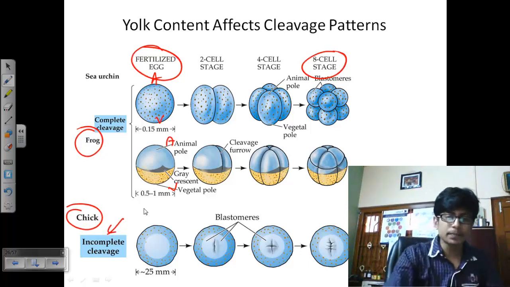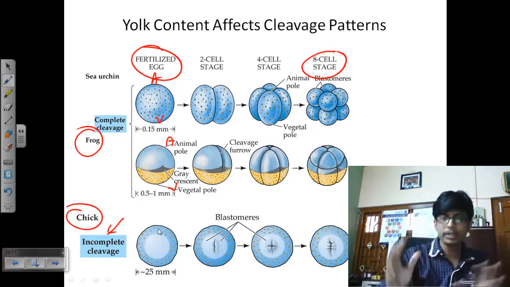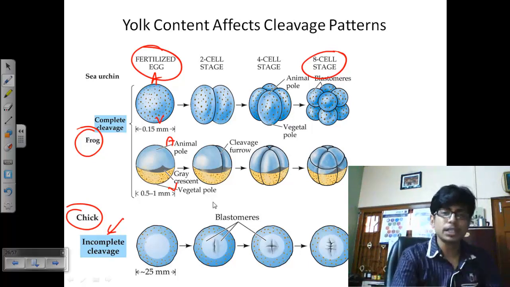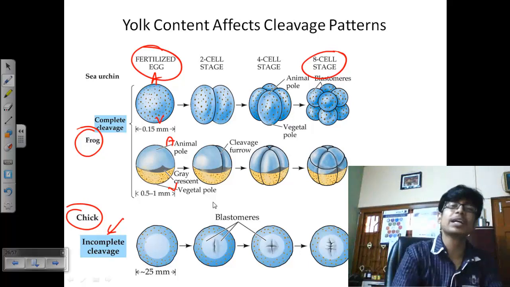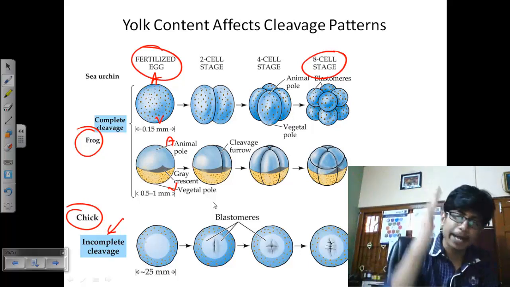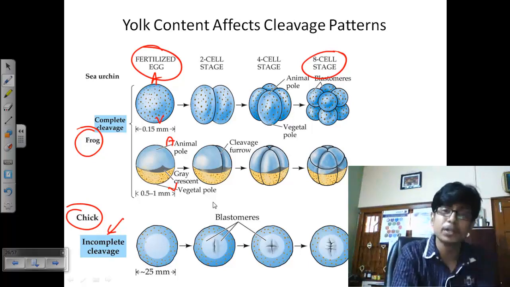Where the yolk is present and distributed. See, the yolk is present and distributed throughout the surrounding regions mainly. So for that reason, in case of chick, the division will not take place where the yolk is in rich condition. Remember, every time they don't want to create any barrier in the yolk, because yolk contains all the nutrients for the development and nourishment of the embryo.